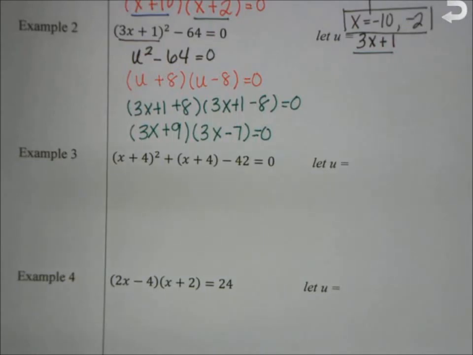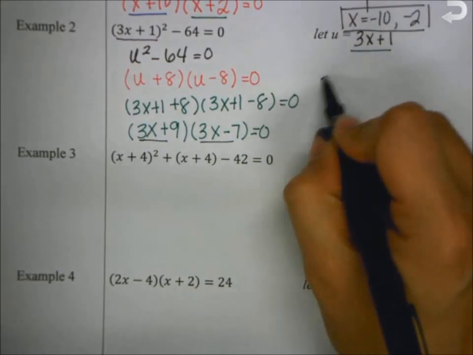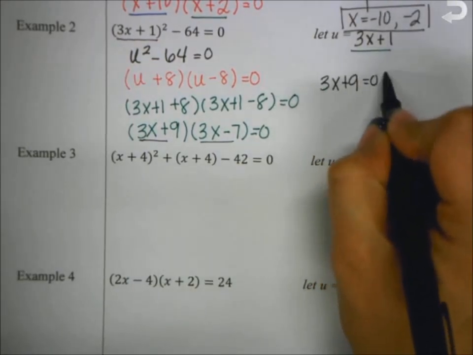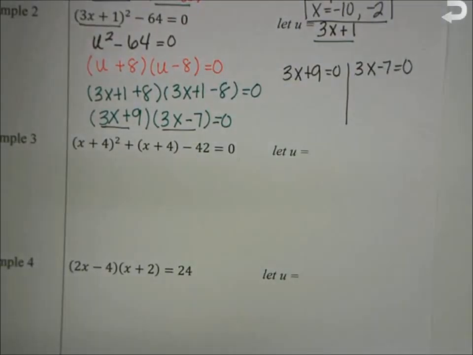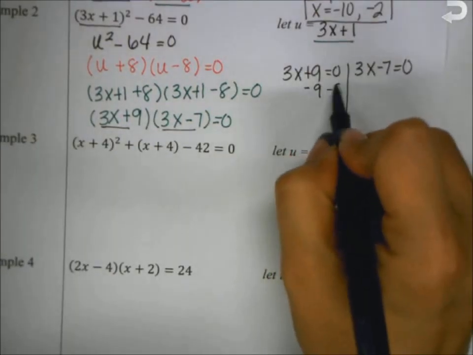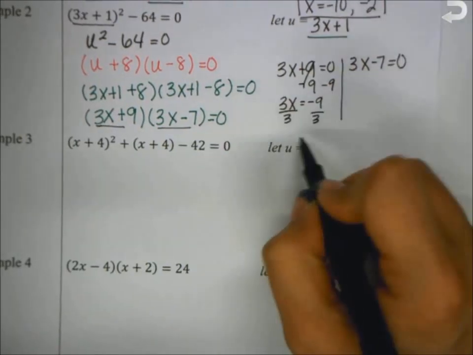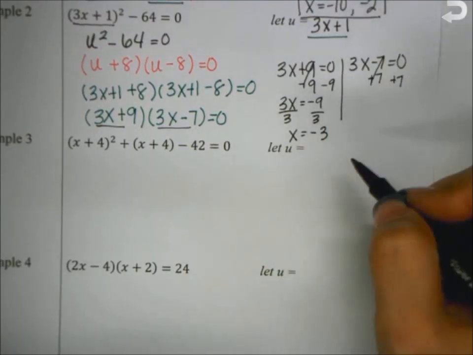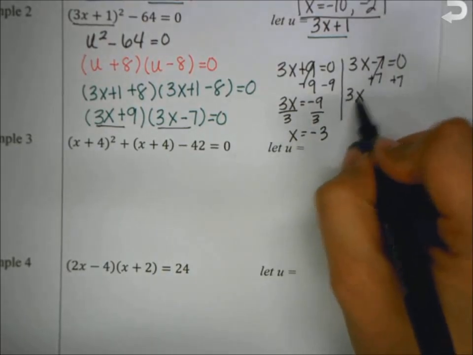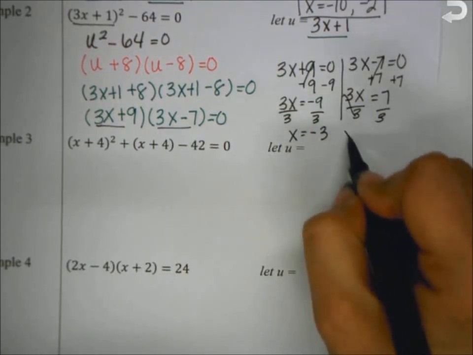We set each factor equal to 0. So we get 3x plus 9 equals 0 and 3x minus 7 equals 0. And I solve these. You guys can do this. We subtract 9 from both sides. 3x equals negative 9. Divide both sides by 3. x equals negative 3. On the second one, we add 7 to both sides. So we get 3x equals 7. Divide both sides by 3. So x equals 7/3. So I have 2 answers: x equals negative 3 and x equals 7/3.